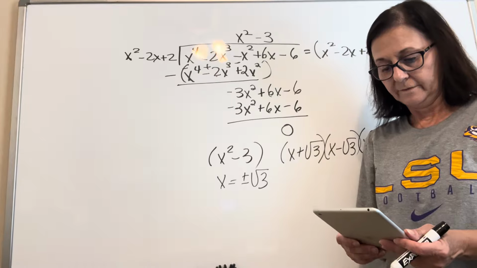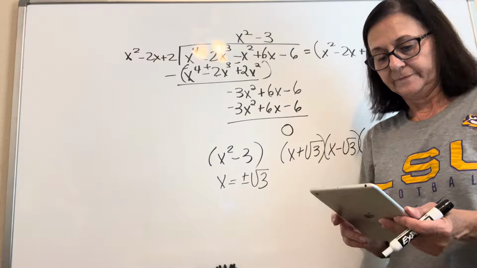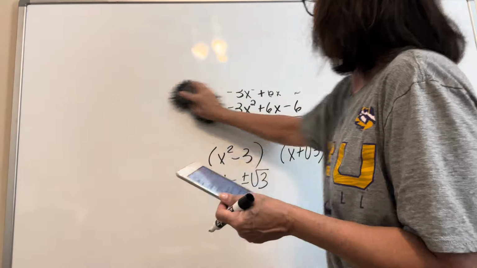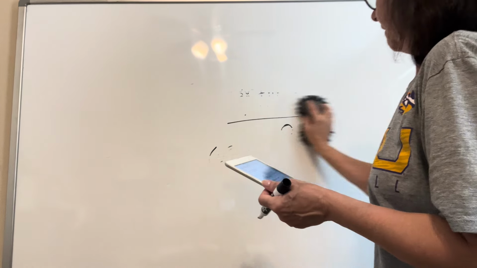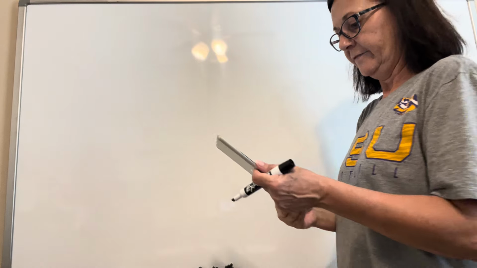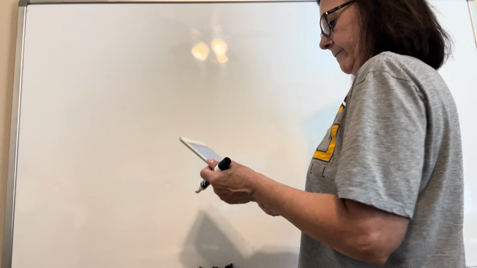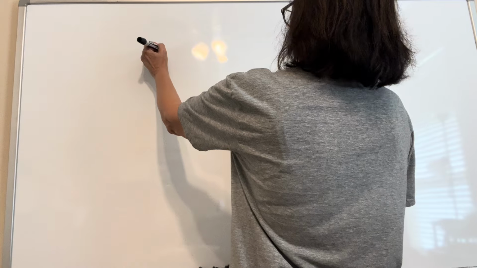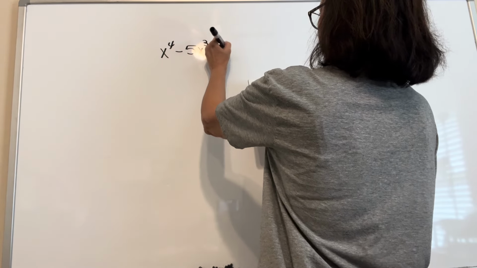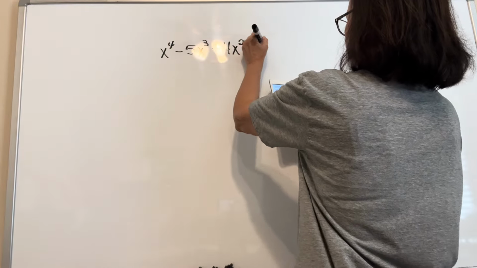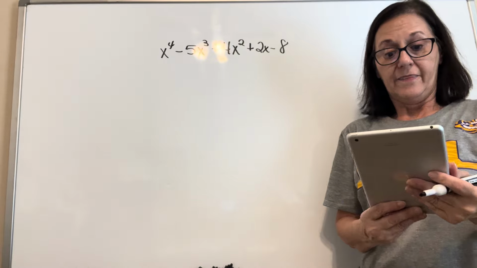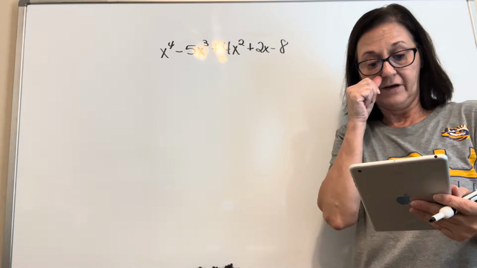All right. Example 5. Last example. It says completely factor. Wait, it's not the same one. Okay. x to the 4th minus 5x cubed plus 4x squared plus 2x minus 8 over the set of real numbers, and then over the set of complex numbers.